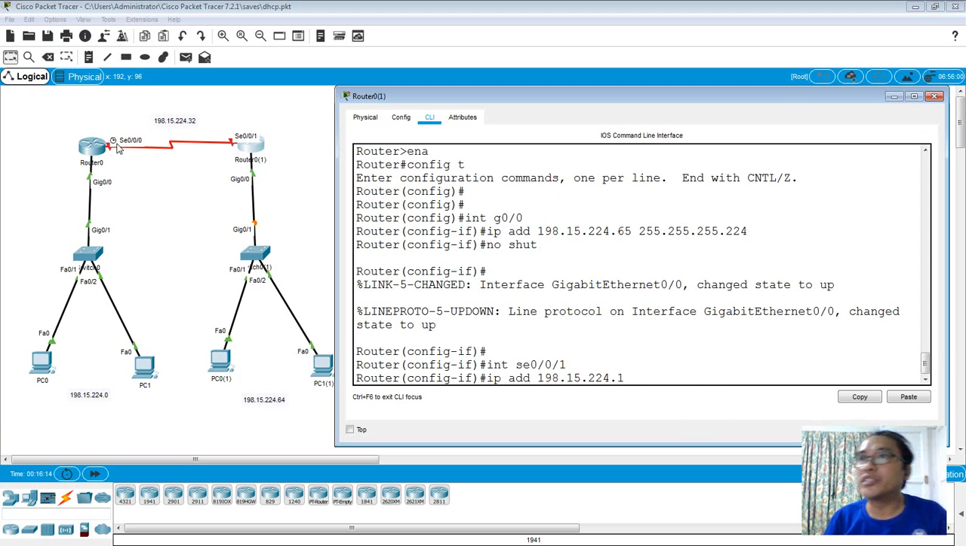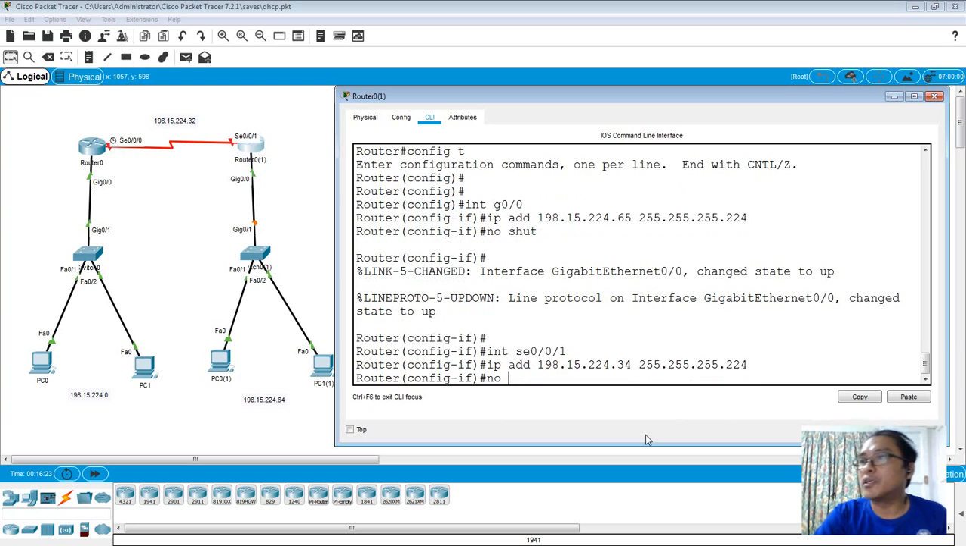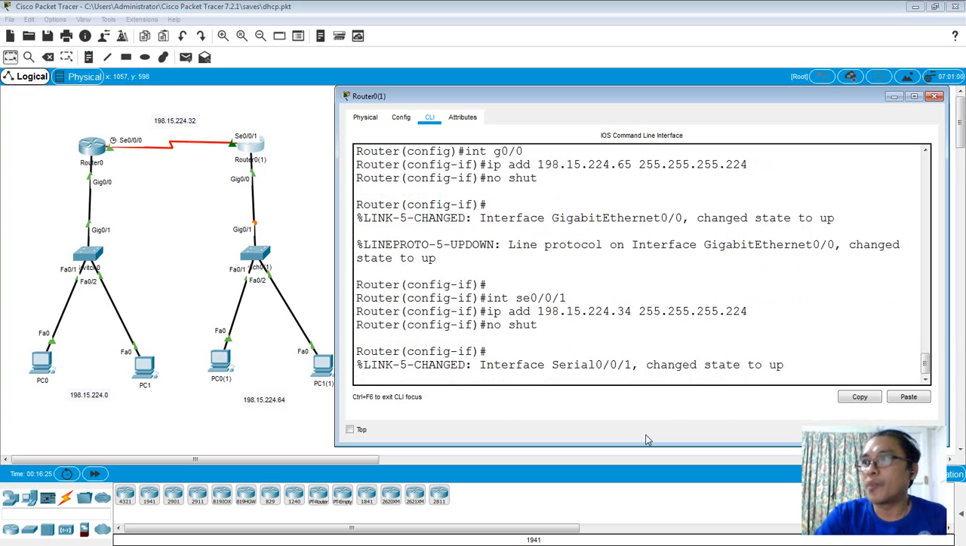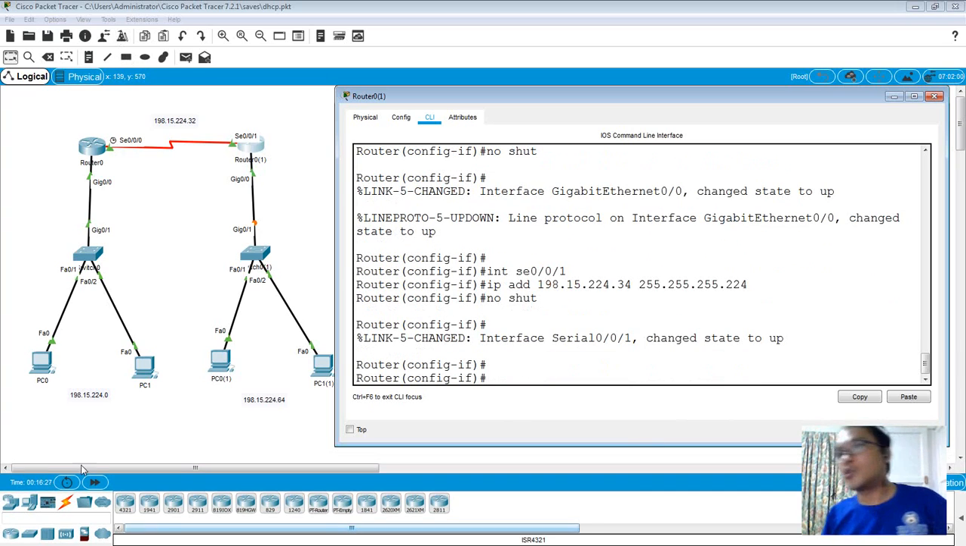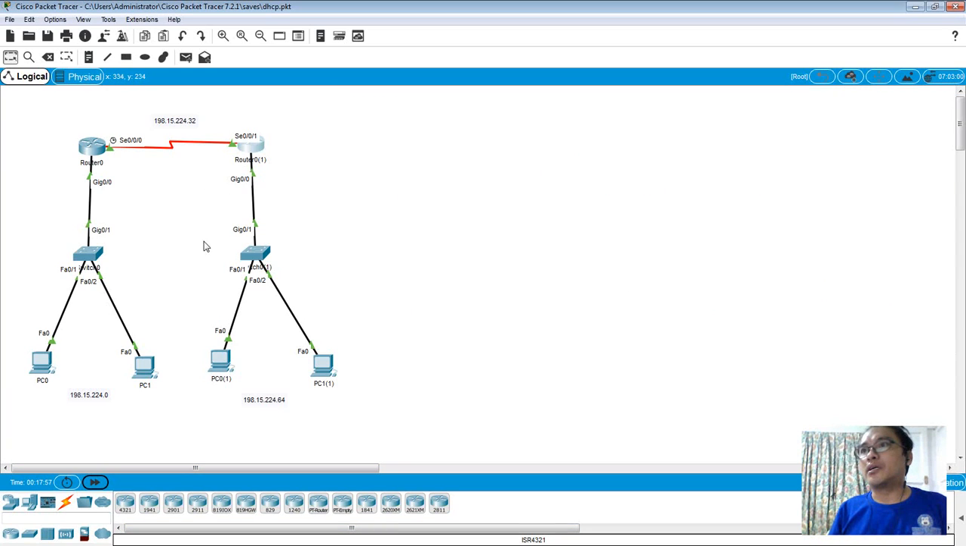Take note that the other side is 33, therefore this is the 34 side. So 255.255.255.224. Enter, no shut. So that's basically make our network work now. We can ping our own gateway. Let's try it.